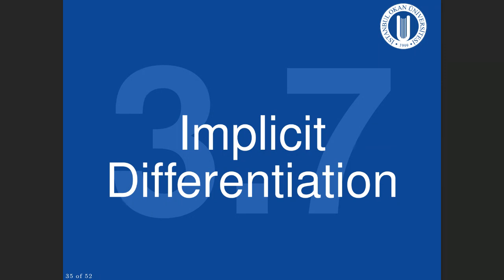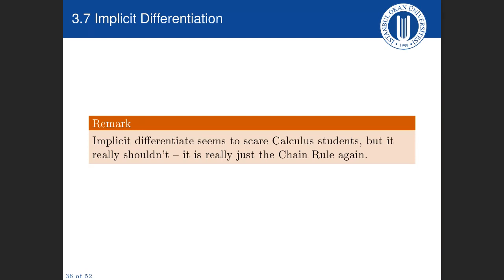Our third and final topic for this week is implicit differentiation. Implicit differentiation seems to scare calculus students, but I don't know why. It really shouldn't. Implicit differentiation is just the chain rule. There's not going to be much new or different in this section. We're just going to be using the chain rule again and again and again.